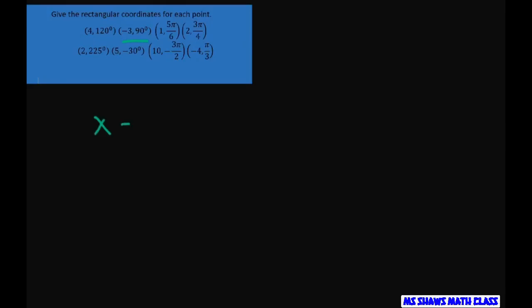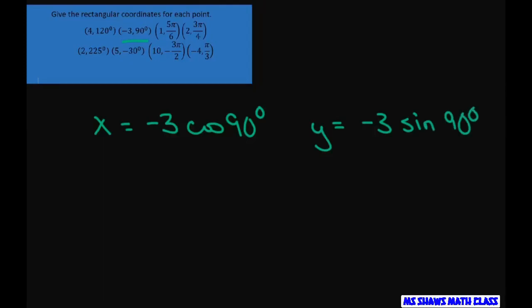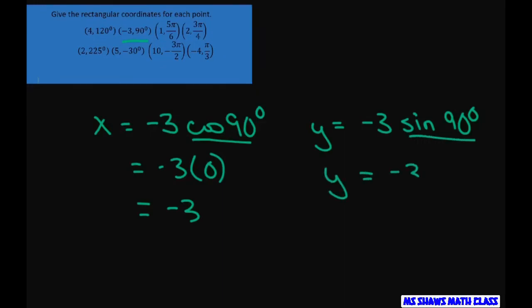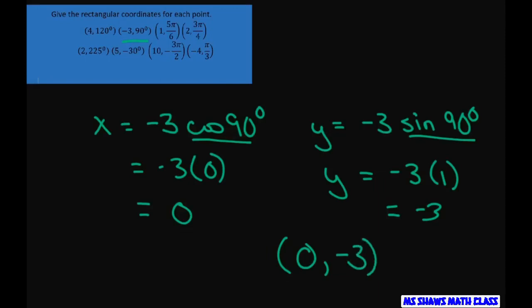So we have x equals negative 3 cosine of 90 degrees, and y equals negative 3 sine of 90 degrees. Well, cosine of 90 is 0, so you get negative 3 times 0, which equals 0. And sine of 90 is 1, so you get y equals negative 3 times 1, which equals negative 3. So when you do your ordered pair, it's going to be 0, comma, negative 3.